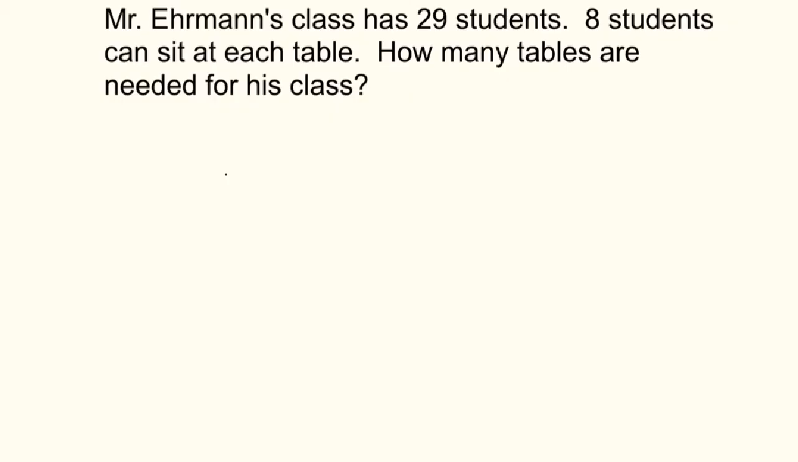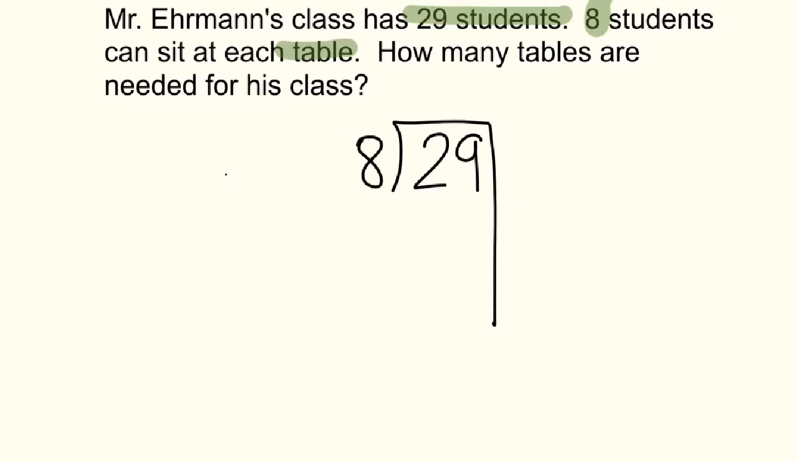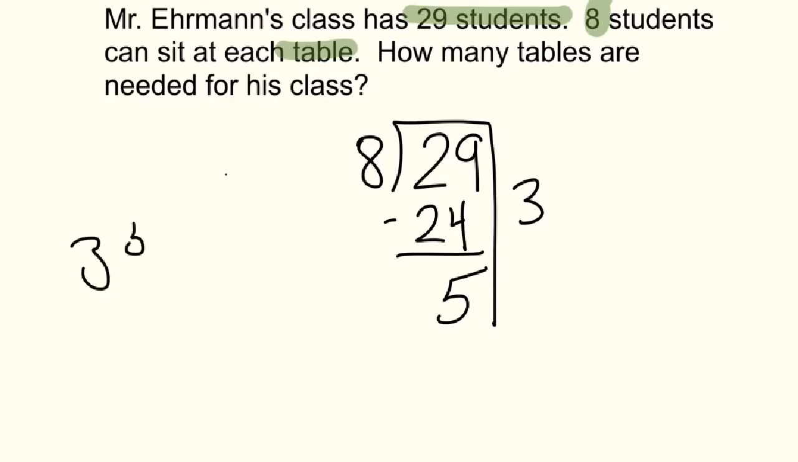Here we have our division problem in the cafeteria tables. I have 29 students, and 8 students fit at each table. So I need to figure out how many tables I will need for my class. So this is going to be the division problem, 29 divided by 8. I know that 8 times 3 is 24. And I have 5, which means that I'm done the problem. So my answer is 3 5/8.